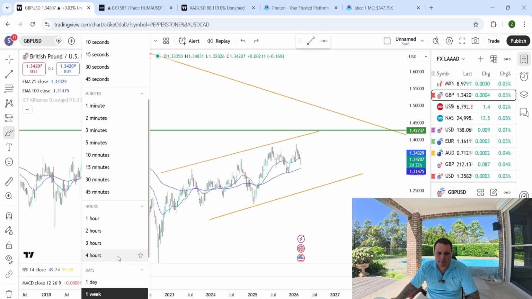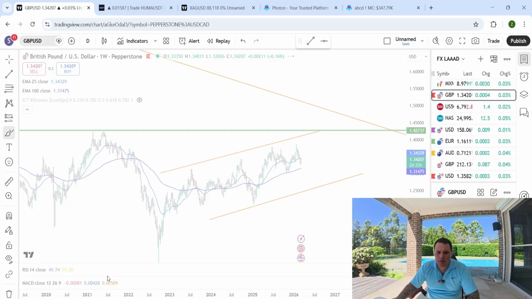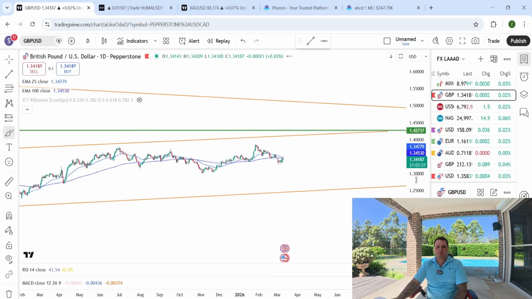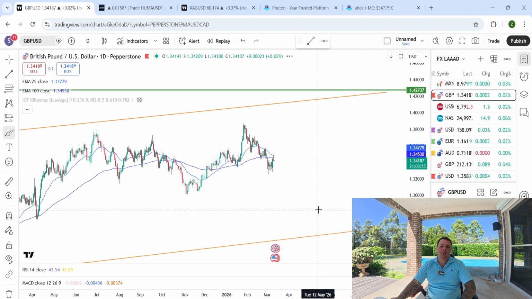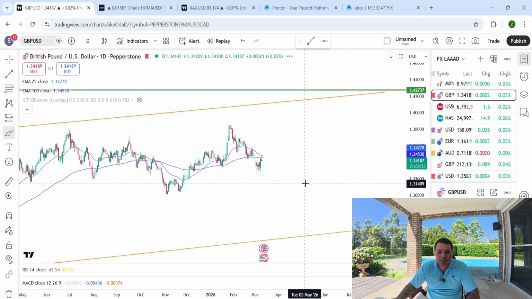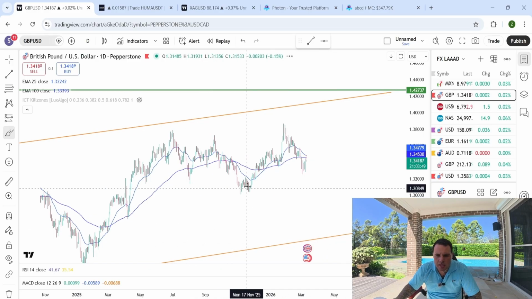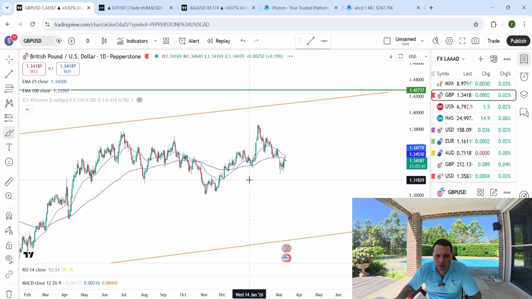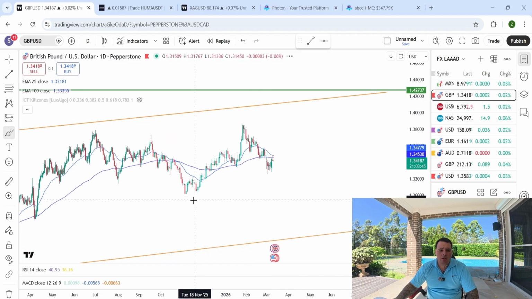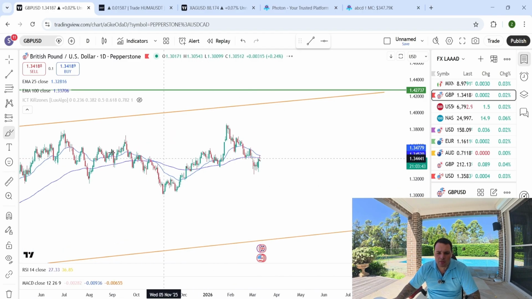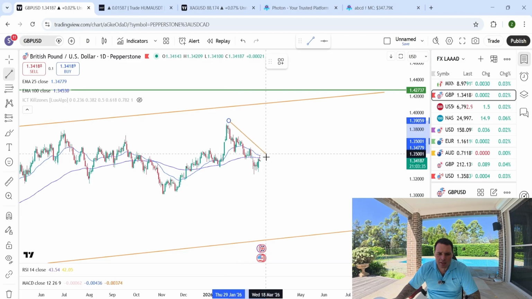Now, back down to the daily. Okay, now this is a daily chart. Now that we're on the daily, what are we doing? What's the daily chart doing? So we know the weekly is in an uptrend. The daily is actually in a downtrend, depending how far out you look.